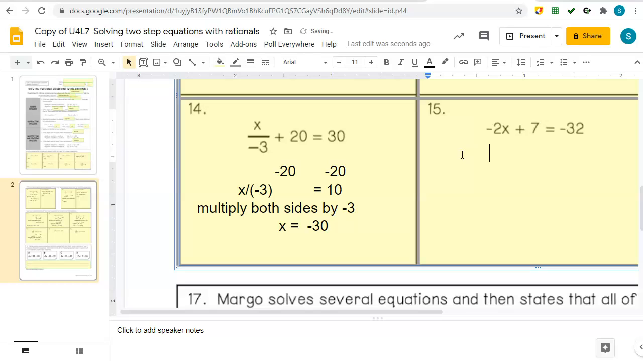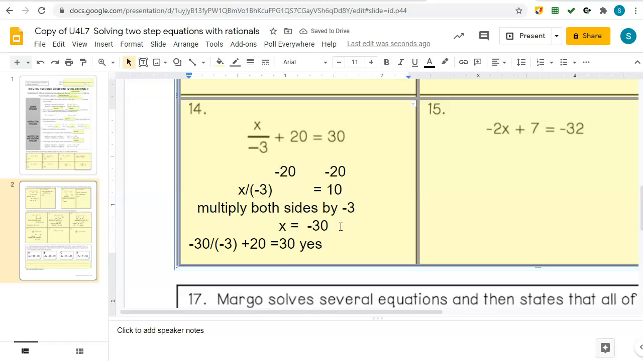Let's take a look at this one. Again, let's check our answer. Negative 30 divided by negative 3, that's 10, plus 20, that equals 30. Yes. So we put the question mark when we're checking to remind us that that's our check. And then we see if that's right.